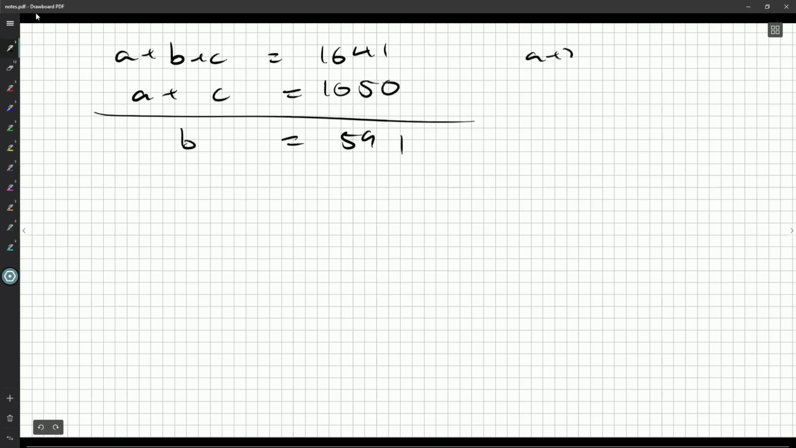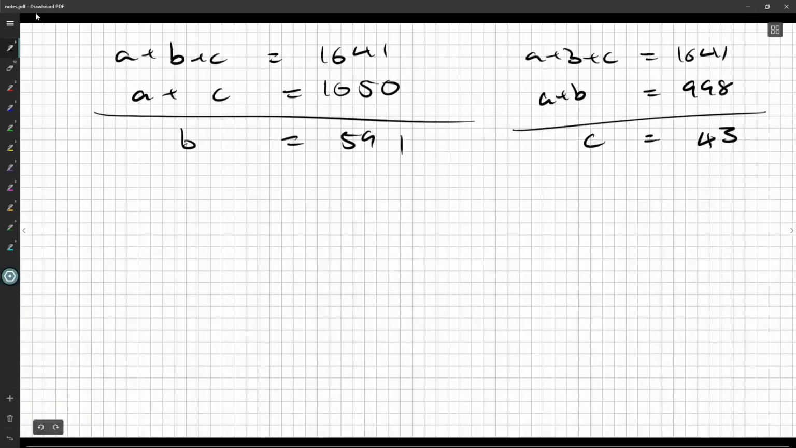And the last one, A plus B plus C, 1641. If I want C, let's subtract off A plus B, which was 998. So you'll get C here, you'll get 3, and a 4, and carry the 1, you'll get 6. So A is 407, B is 591, and C is 643.